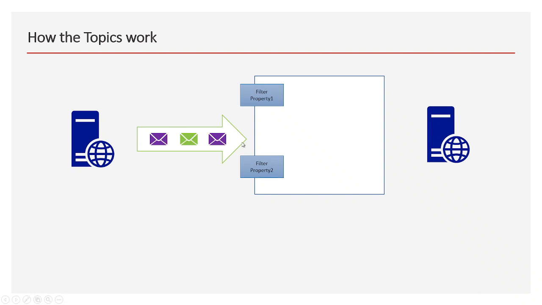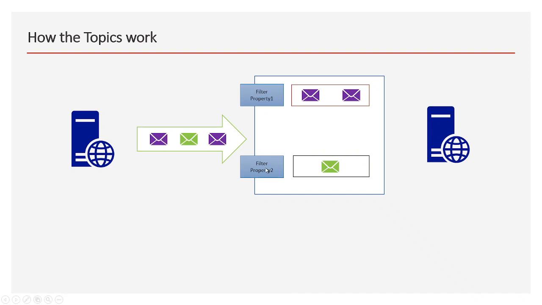Think of it in this color coding: one filter property is your purple and the other filter property is your green. The topic now has the responsibility to broadcast everything according to those filter properties. So if you can see, the purple is going to the first one, and both the purple and the green are coming to the second one.